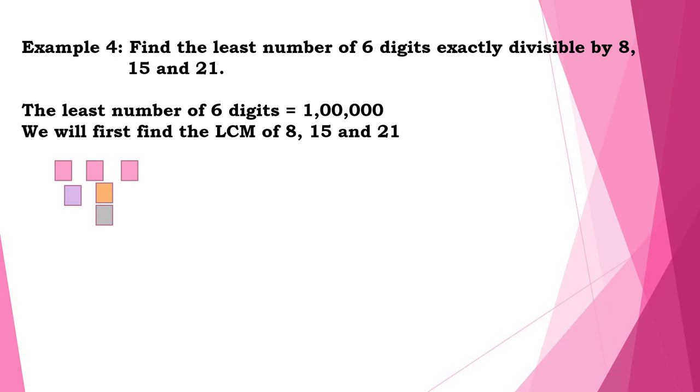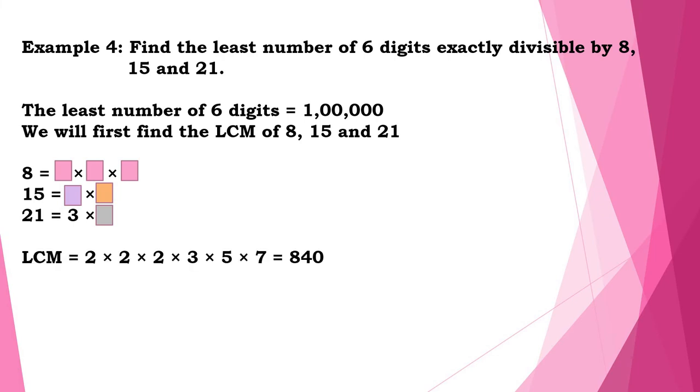Right. So before that, we will find the LCM of these three numbers. 8 is equal to 2 into 2 into 2, 15 is equal to 3 into 5, and 21 is equal to 3 into 7. So LCM will be 2 into 2 into 2 into 3 into 5 into 7, that is 840. Now 1 lakh divided by 840.